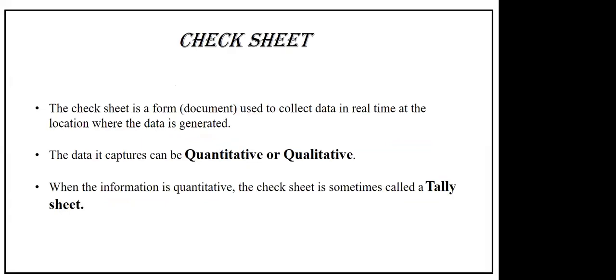Now, to identify the root cause, we are using the 7 quality control tools such as check sheet, histogram, Pareto chart, scatter diagram, control chart, fishbone diagram, and flow chart. Now, let us identify the root cause of the problem.